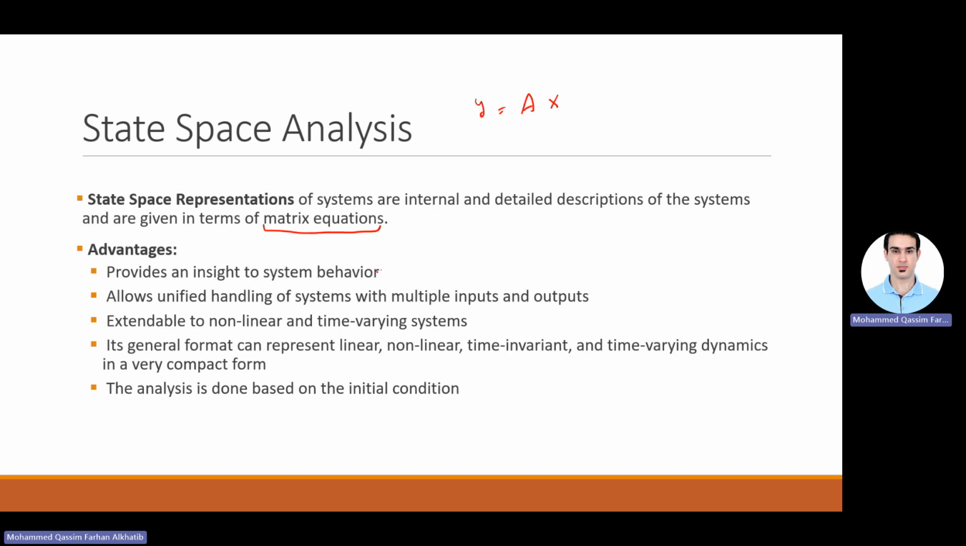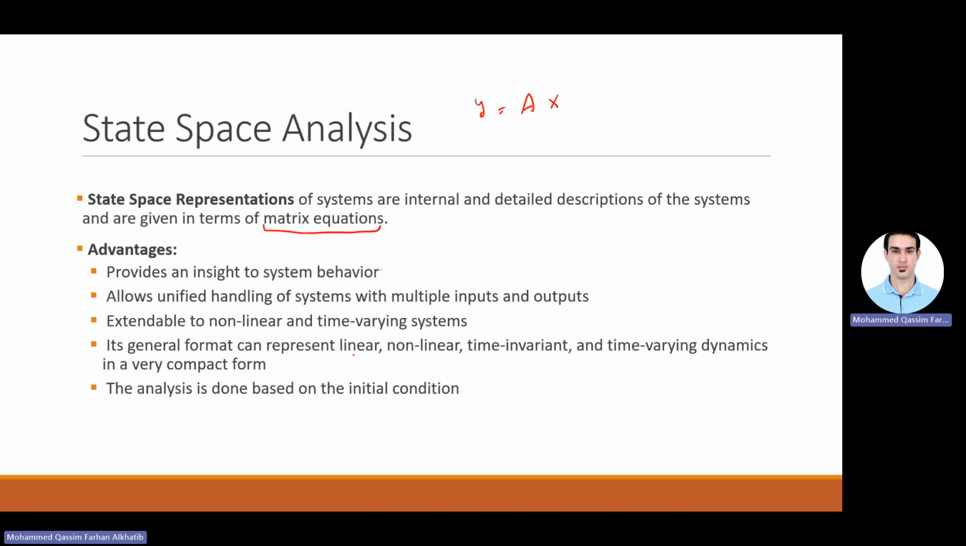Something we've done in control systems, something we call controllability: if you want to modify some properties in the system, you can check if the system is controllable, and you can have some insights on the behavior. It allows a unified handling of systems with multiple inputs and multiple outputs. In the end, you will have a linear system with matrices, so it doesn't matter how many inputs or how many outputs you have. You have a unified way of solving these systems. It is extendable to nonlinear and time-varying systems. It is a general format.